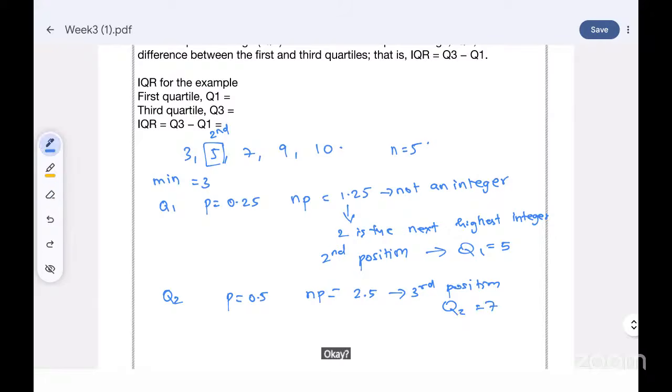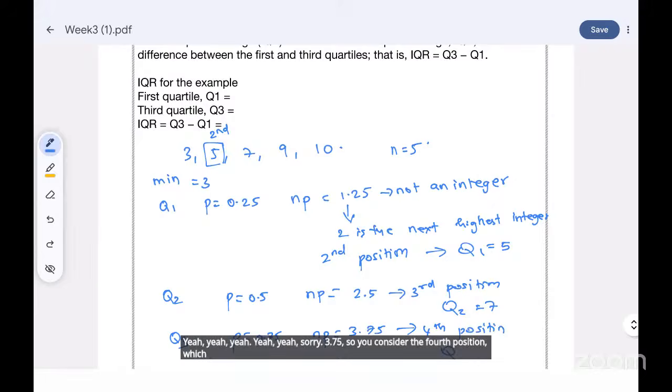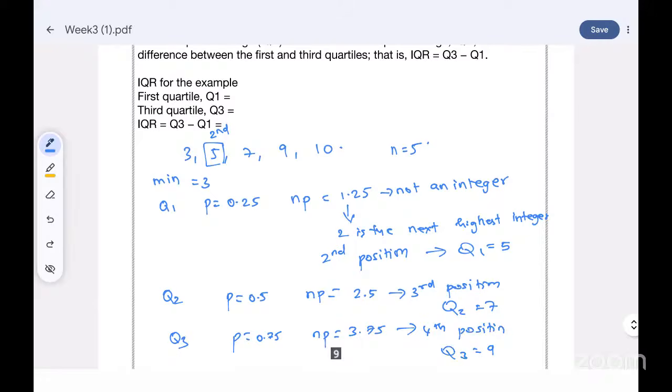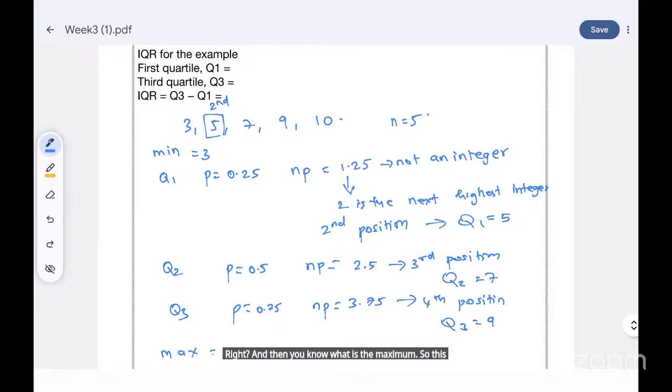Then for Q3, your P is 0.75. What is your NP then? 0.75 into 5, so 3.75. So you consider the fourth position, which is 9. Q3 is 9. And then you know the maximum. So this is your 5-point summary.